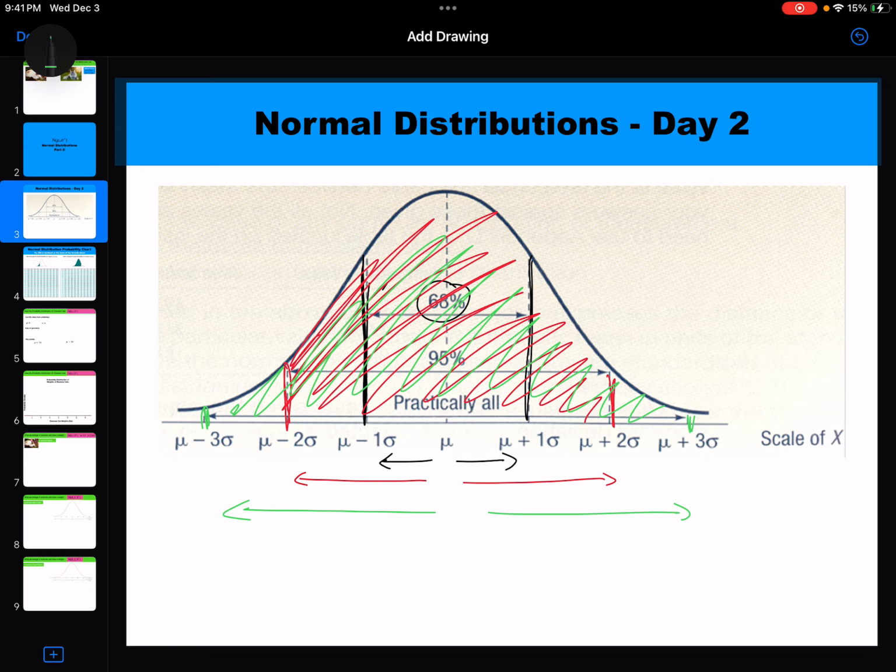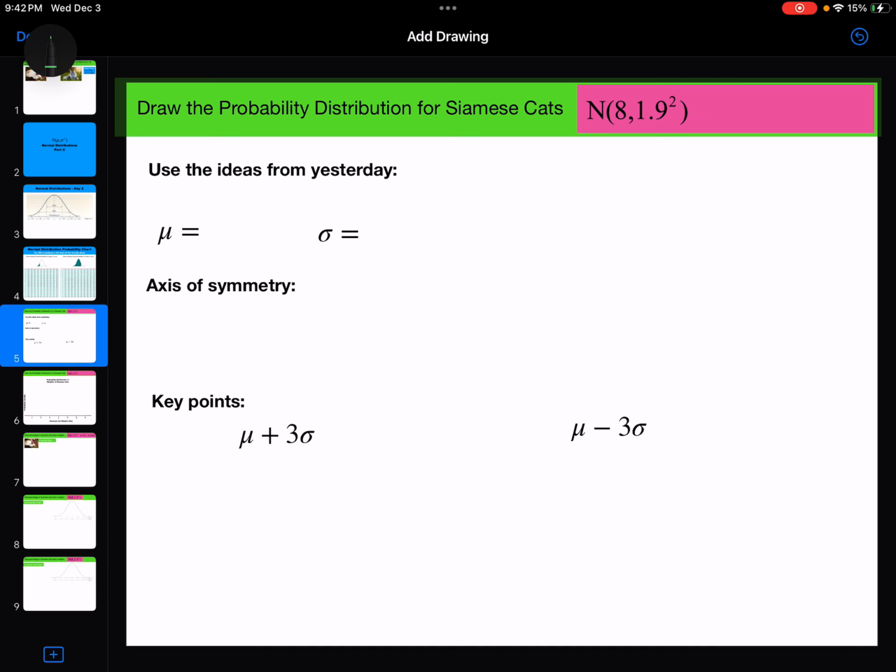So anywhere in that green section is 3 standard deviations, and that was 99.7%. And we said practically all. Okay, but if we want to get values that are beyond that, we need to use something else. So I'm actually going to skip a slide here because we can actually graph one of those distributions, and then we'll talk about what that other big long chart is.